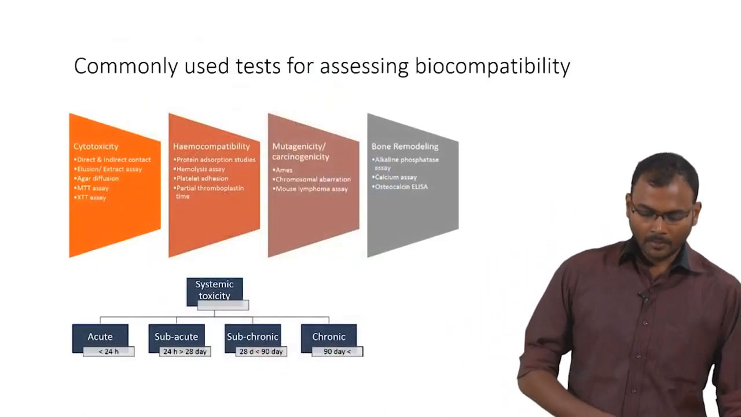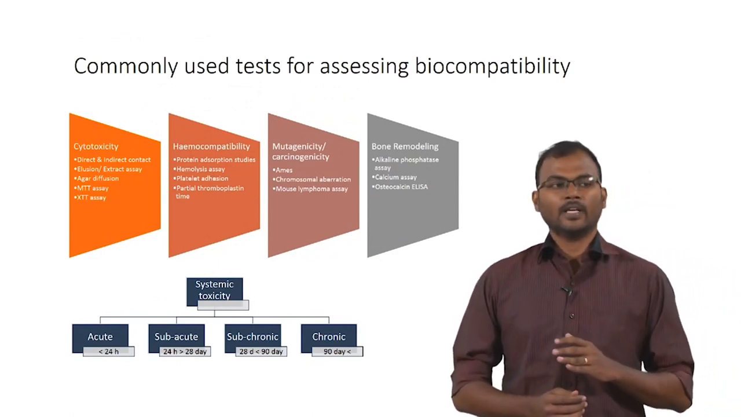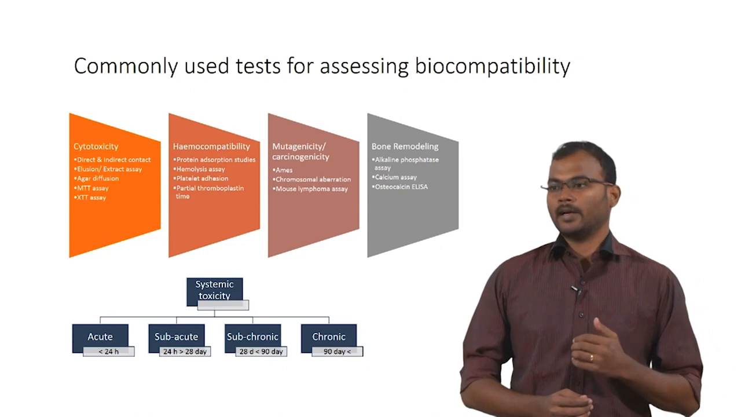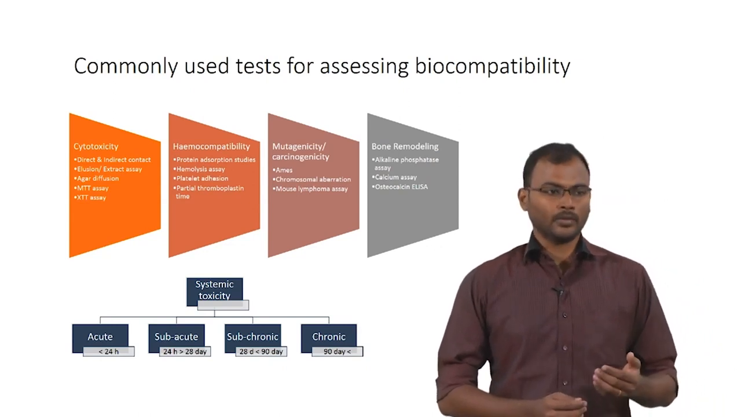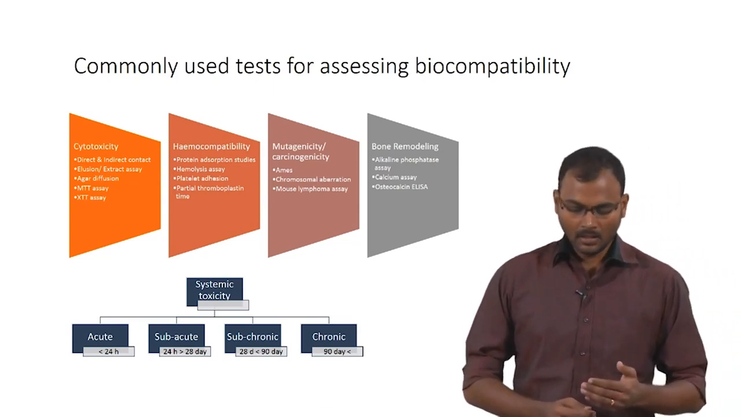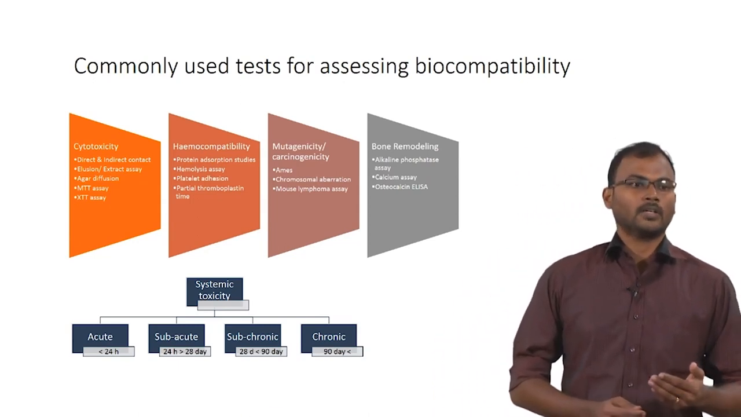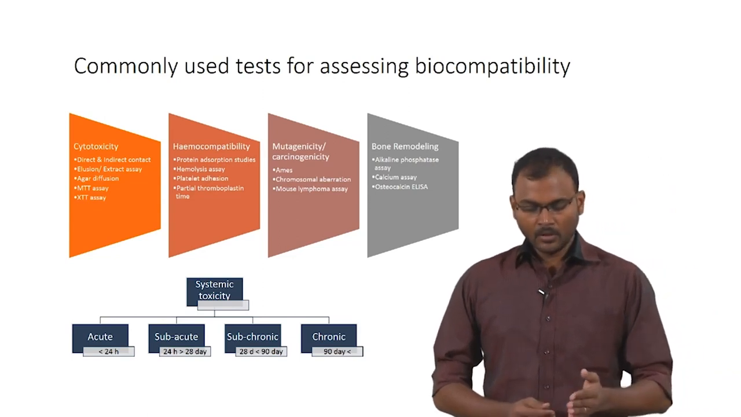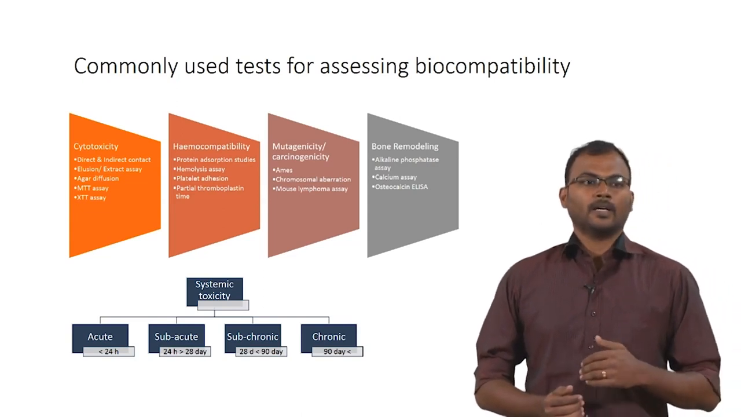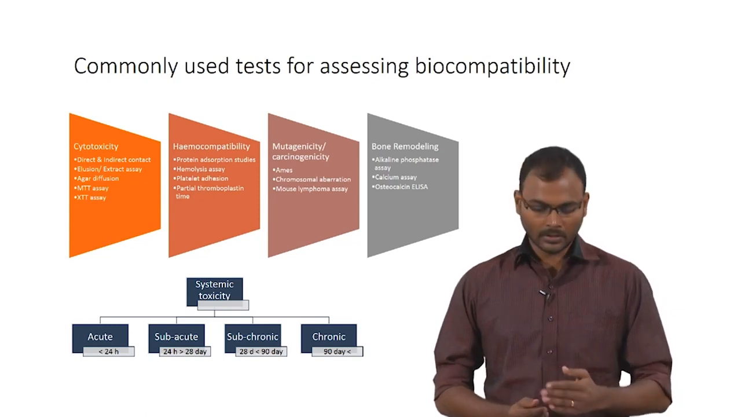Among these, the commonly used tests for assessing biocompatibility include cytotoxicity, which is the initial test we have to do for all materials, to see whether the material is killing the cells, is inert, or is promoting cell growth. Then hemocompatibility, where you have blood related applications. Mutagenicity and carcinogenicity, where you check for any mutation occurring in the system. Then bone remodeling, a separate topic where you can estimate how much the material is affecting bone integration or bone growth.